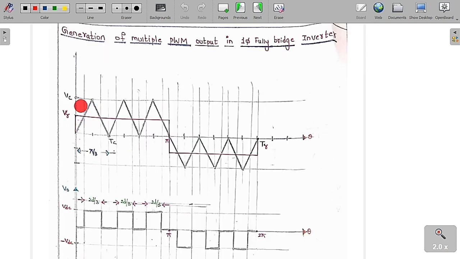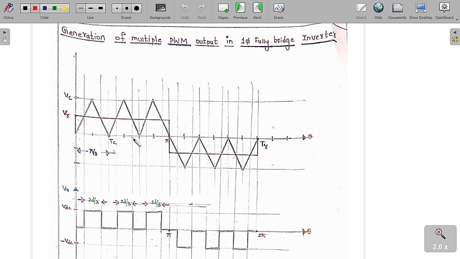So now this is a carrier signal, and this is called a reference signal. You can see clearly this is a carrier signal, and this is the reference signal. Now the reference signal time period is TR, whereas the carrier signal time period is TC. So TC is the carrier signal time period, and TR is the reference signal time period.